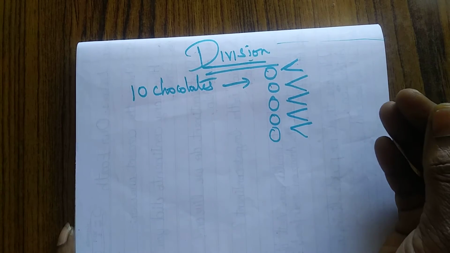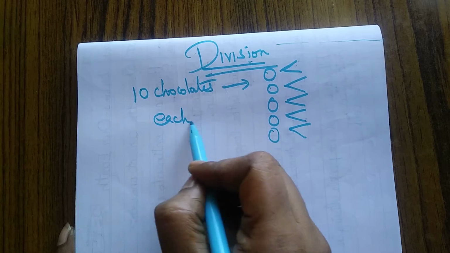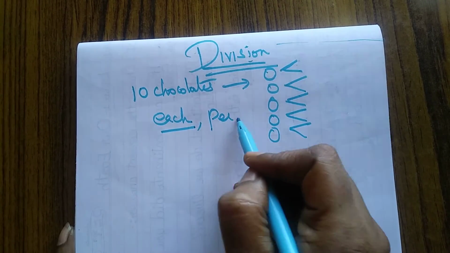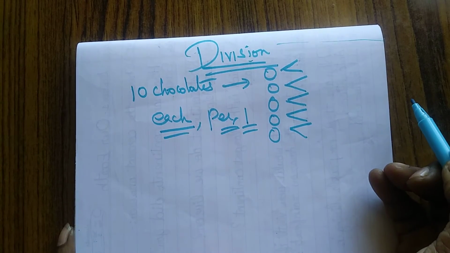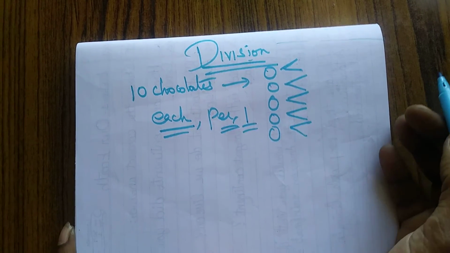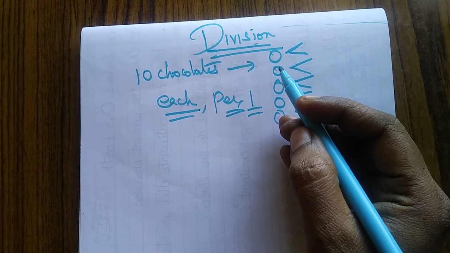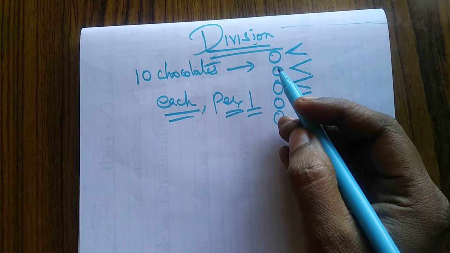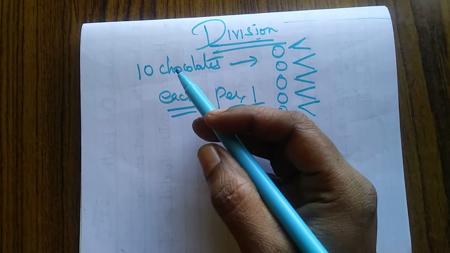In a statement, if you get a keyword like each, per, or one, these words mean you have to divide the given sum. So if they ask for each person, or for one person, or for per hour, you have to divide it. Now, how are you going to divide?